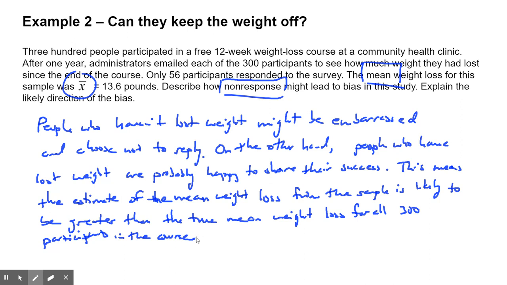People who haven't lost weight might be embarrassed and choose not to reply. On the other hand, people who have lost weight are probably happy to share their success. This means the estimate of the mean weight loss from the sample is likely to be greater than the true mean weight loss for all 300 participants in the course. Okay. So there you go. So again, think about who did respond and which way they might sway or create the bias. All right, this was objective 2. Objective 3 is coming.